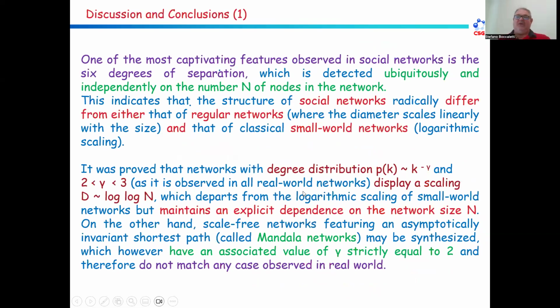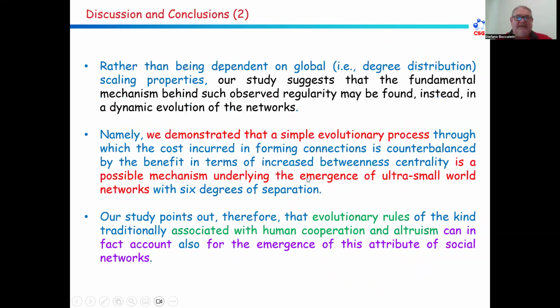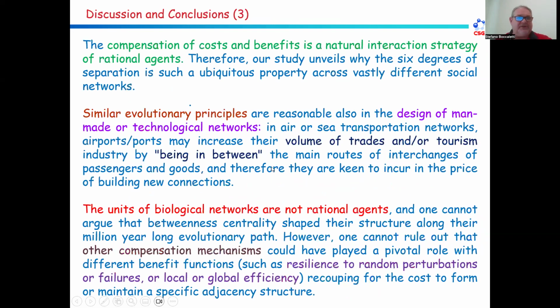This paper opened a lot of discussion because now you can enrich the model with a lot of things, study realistic social networks. But I think the most important conclusion is this. You see, the compensation of cost and benefits is a natural interaction strategy of rational agents. So it's normal that we consider this in social networks, and this also explains why the 6 degrees of separation is seen in social networks.